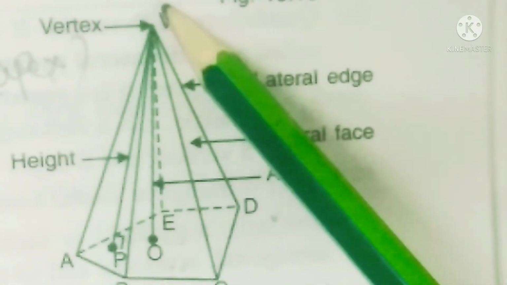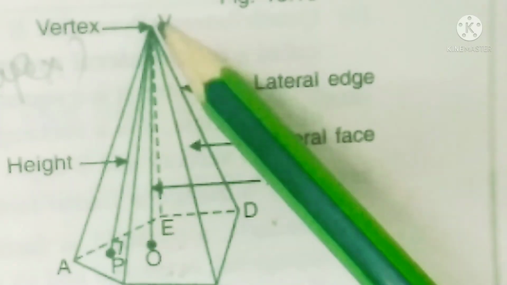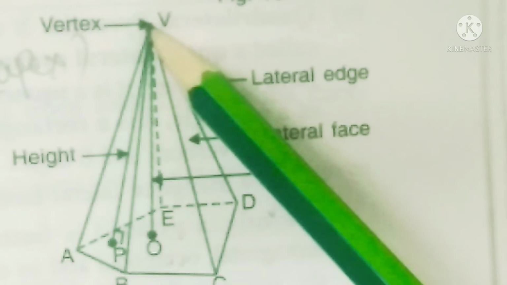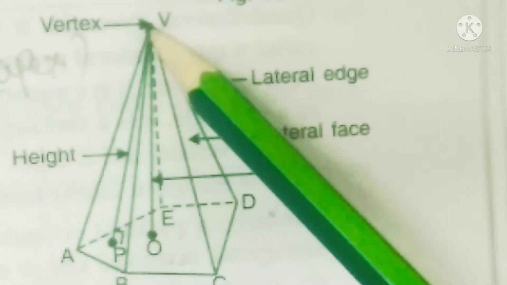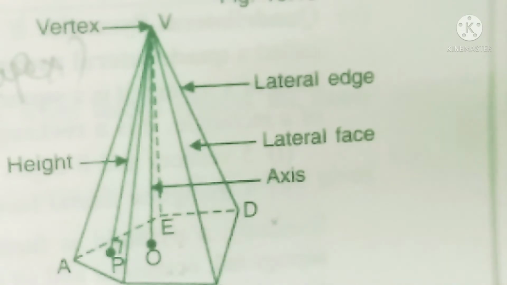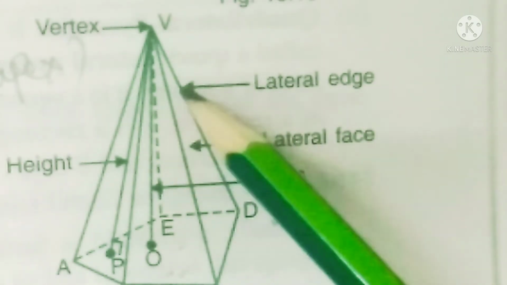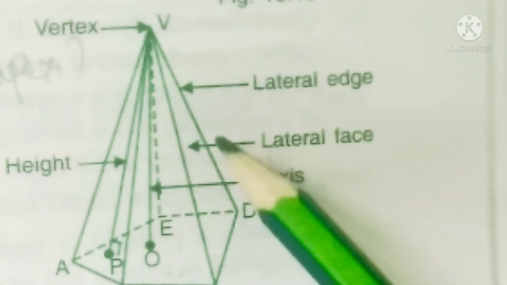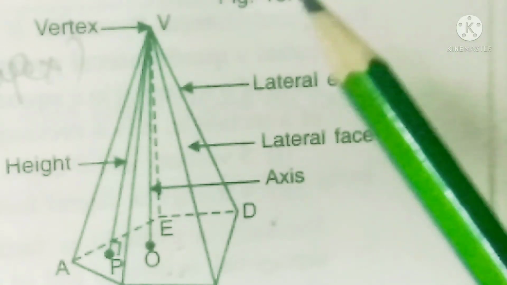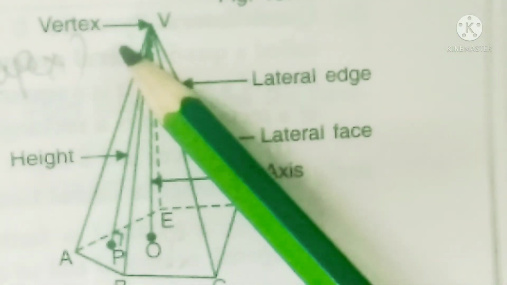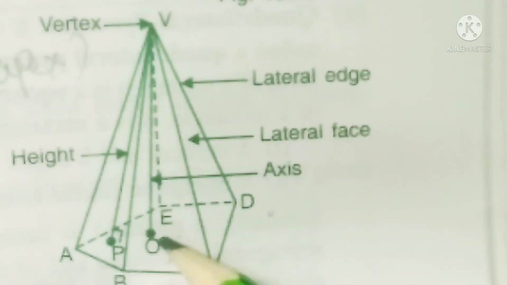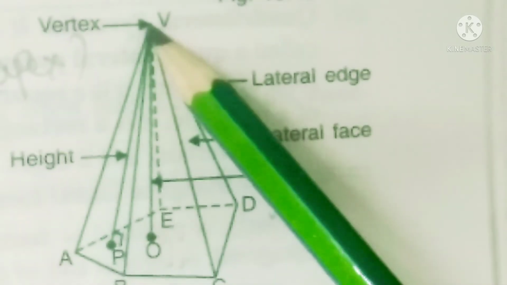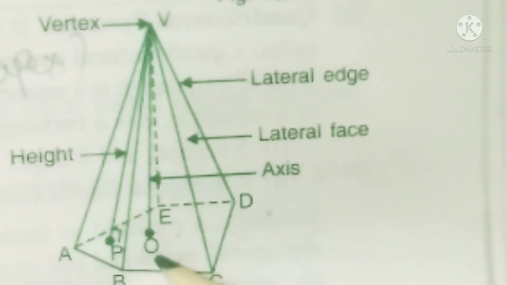Now, what is the vertex? The common vertex of all the lateral faces of the pyramid is called the vertex or apex of the pyramid. Now, how to find the height of the pyramid? The length of the perpendicular from the vertex to the base is called the height of the pyramid. And the axis is the straight line joining the vertex to the center point of the base.